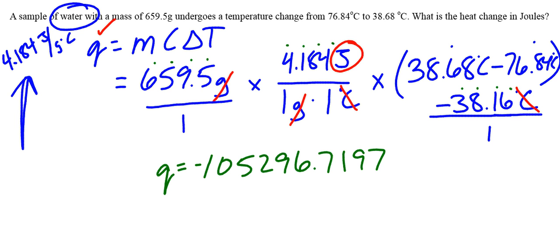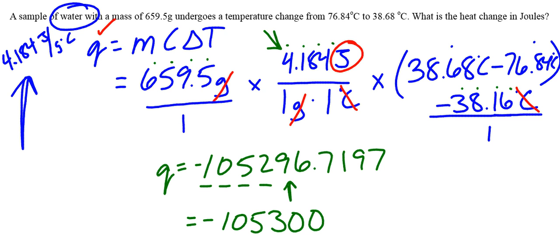Now here's the trick. This guy right here is an exact number, so you do not use it for sig figs. So all you're really looking at is either the mass or the temperature for this particular instance. So with that, they both have 4 sig figs, so I need to have 4 sig figs in my answer. 1, 2, 3, 4. I look at that next number, which is a 9, and that will cause my answer to be negative 105,300, in this case, joules. Okay, so that's my Q.